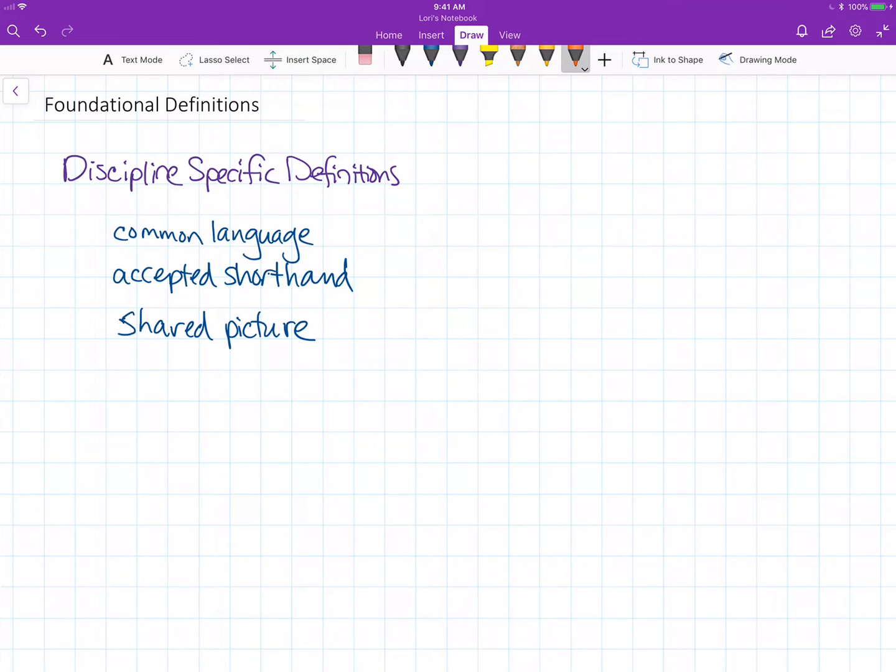So within any specific field, you will be expected to understand some shorthand terms that relate to that specific field, some discipline-specific definitions. And a lot of times what these represent is a common language or accepted shorthand or a shared picture.